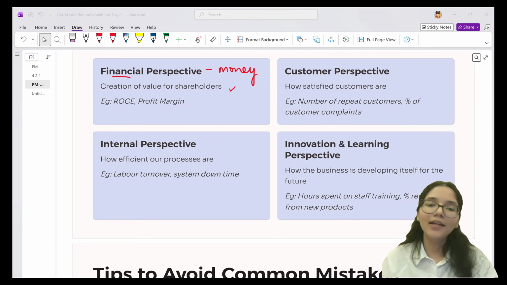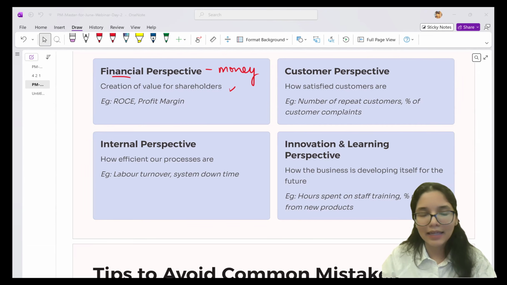And then the percentage of customer complaints can also tell you how satisfied the customers are. If the complaint rates are very high, then you know that the customers are not very satisfied and we need to do something to improve in this area.